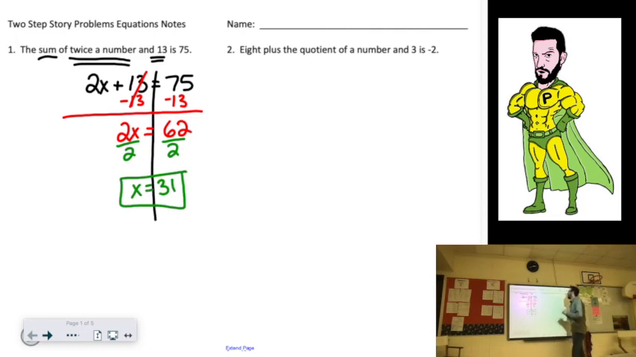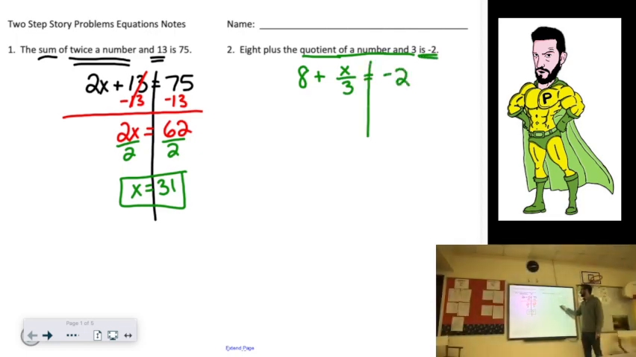Here we go. 8 plus, quotient means division. So we have the quotient of a number and 3, which would be x divided by 3. And then it says is negative 2, so equals negative 2. Let's do it.